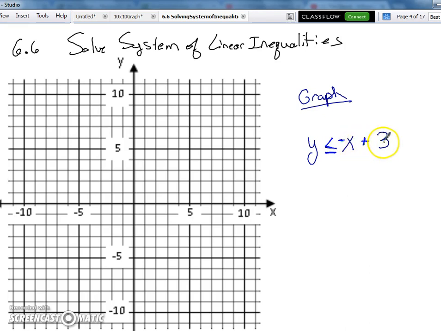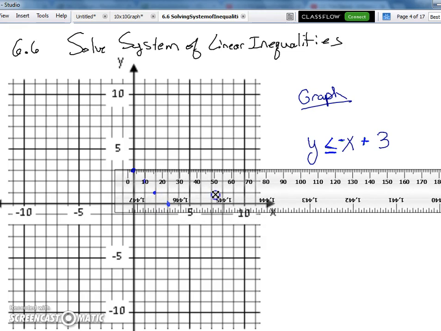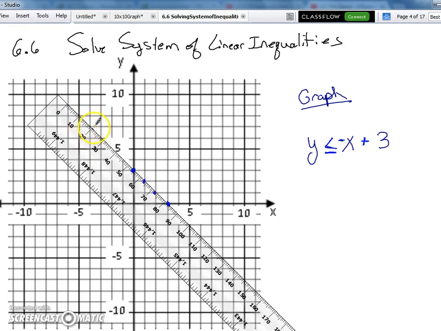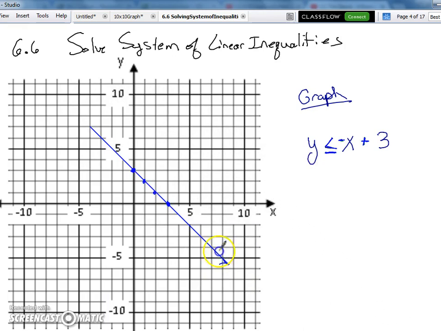So y equals negative x plus 3. Notice it has a y-intercept of 3, and the slope happens to be negative 1. So you're going to start graphing this like you normally would. All right. Notice it says less than or equal to. So I want to graph all of the points that are less than or equal to that line, which means everything that's lower than the line. So you're literally going to shade every point over on this side of the line.